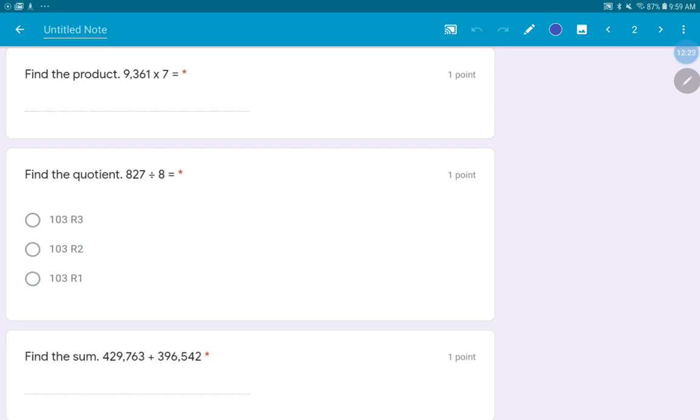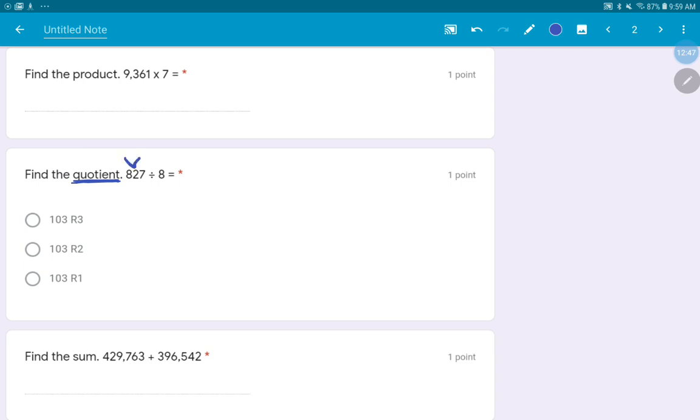All right, next we need to find the quotient. What does that word quotient mean? No, not sum. Sum is when we find the answer to an addition problem. What is a quotient? Dylan? Divided by. Yes, it's the answer to a division problem.